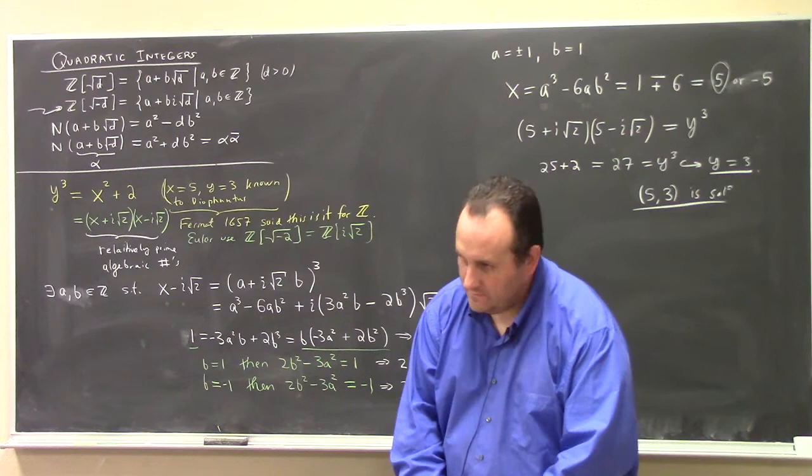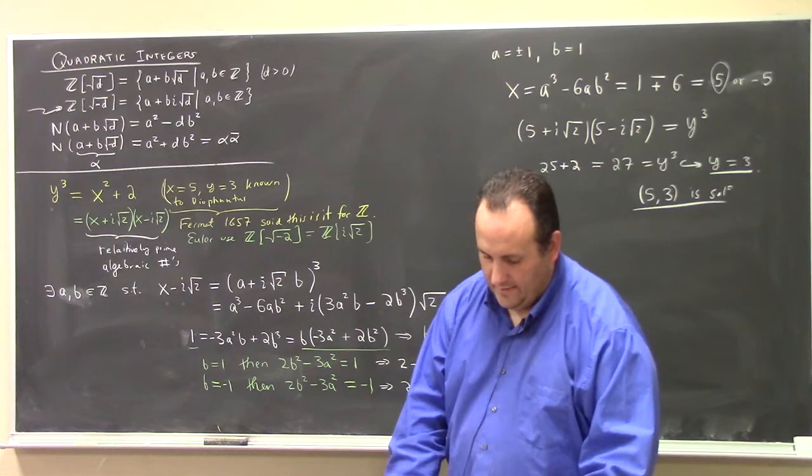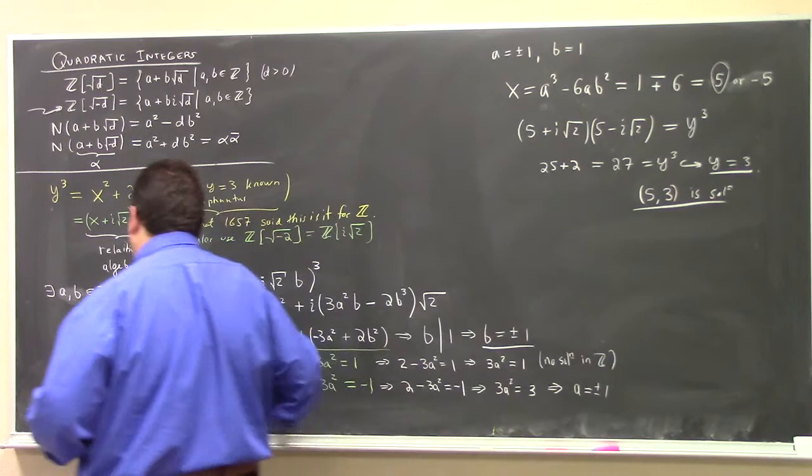And the proof is very similar to the one we gave for the Gaussian integers. And I guess one other thing that's worth our time before I go on past Z adjoin i root 2 is, what are the units in here?